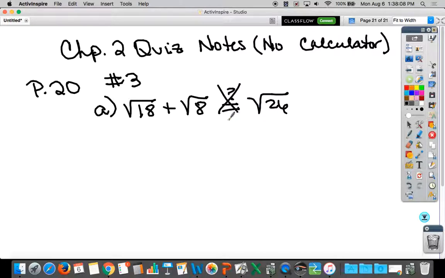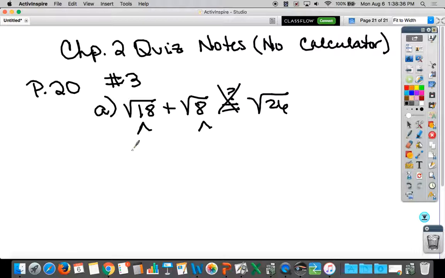So last week when I covered this, I made a point in telling you that you could not add these unless what? You have the same number under the radical. So you don't have the same number, which means we need to factor this. Now your calculator will do it for you, but you're not allowed to use a calculator right here. So we're going to factor tree this.